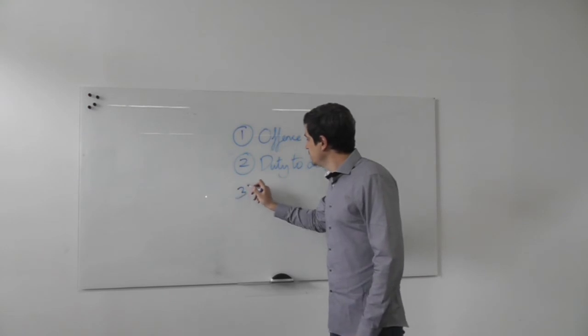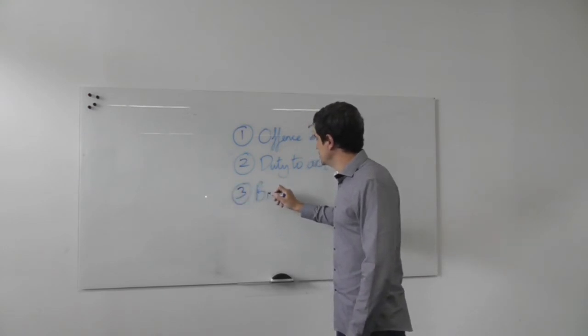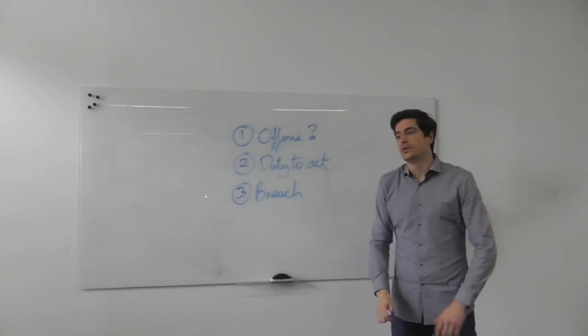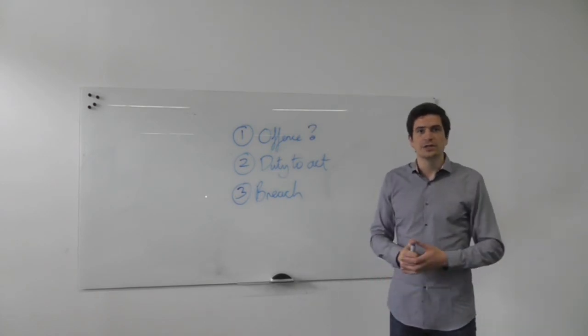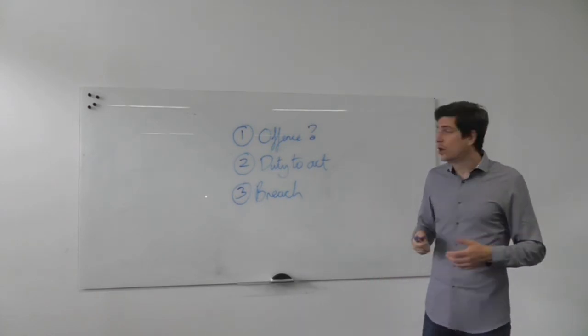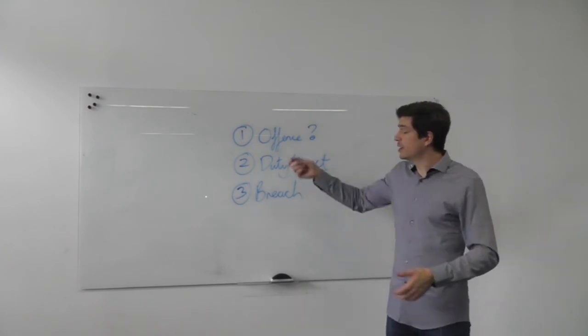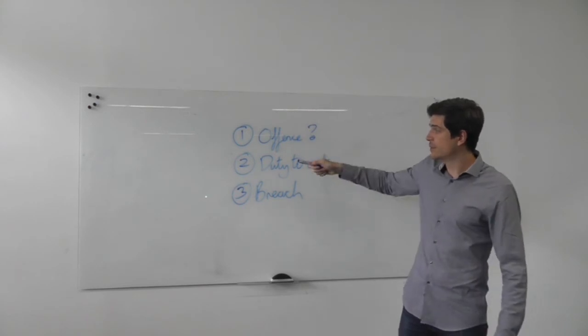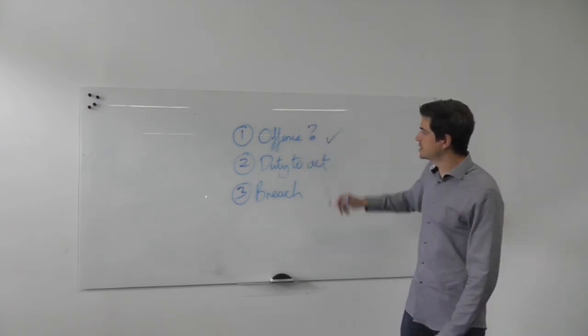And then thirdly, we need a breach of that duty. So if, for example, we go back to our example of the parent who allows their child to starve, in that scenario, we might charge the offence of murder. Murder is capable of being committed by omission, so it passes this test. Then we say, is there a duty to act?